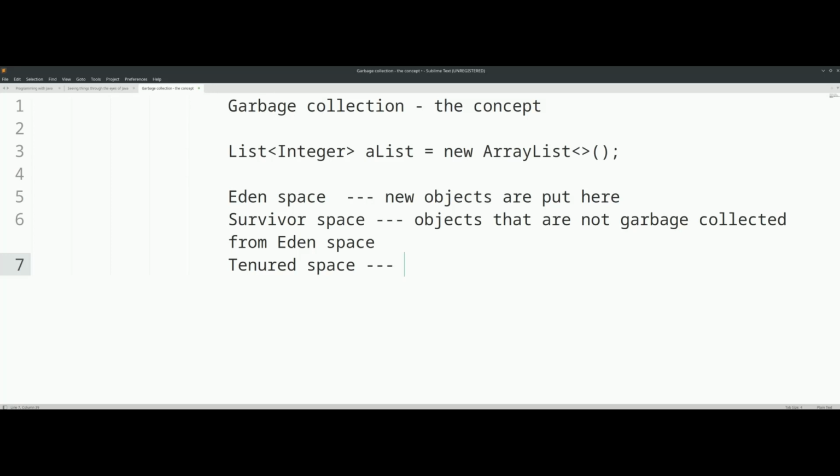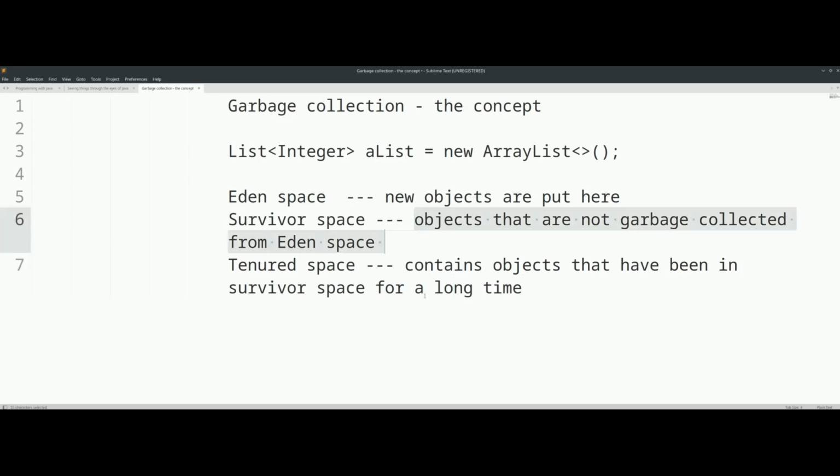So tenured space contains objects that have been in survivor space for a long time. Those objects get moved into tenured space. You have to keep in mind that whenever someone asks you what a garbage collector does, you can mention that there are three spaces or three allocations of memory in garbage collection itself, a subdivision of memory basically. One memory deals with all the latest objects that keep getting created. They're put into the hidden space. Those that survive garbage collection from the hidden space are moved into survivor space, and those that survive in the survivor space for a long time get moved into the tenured space of garbage collection.